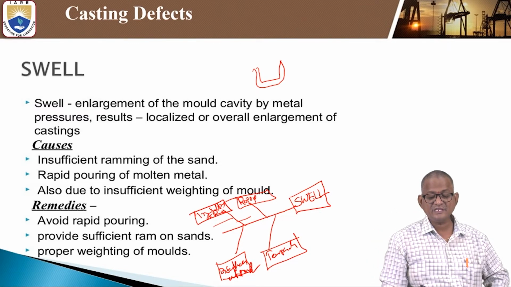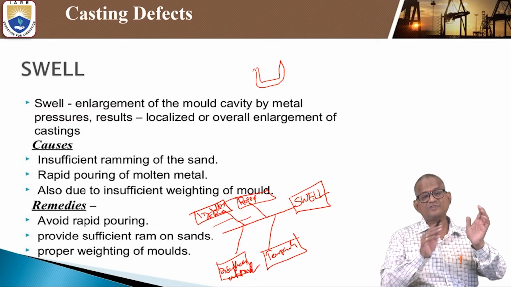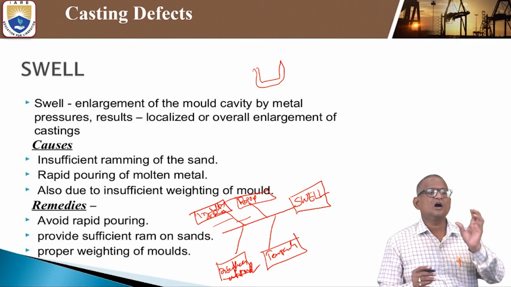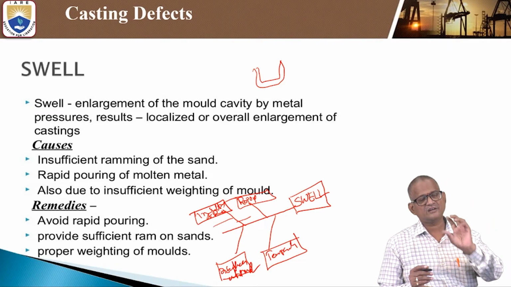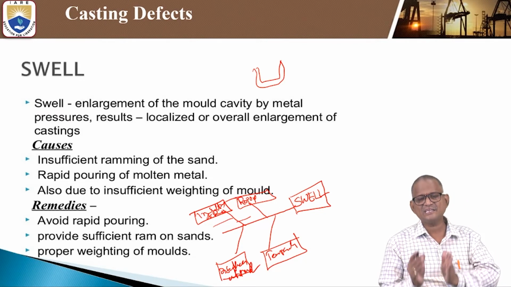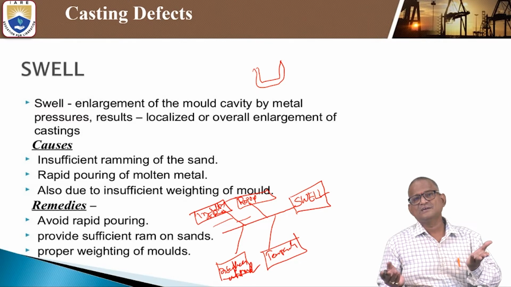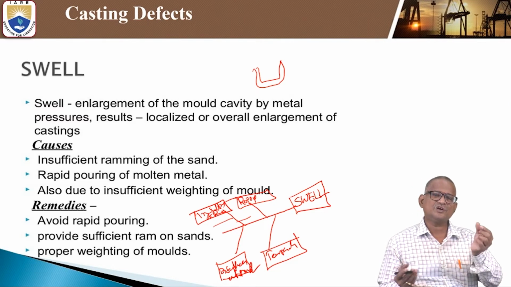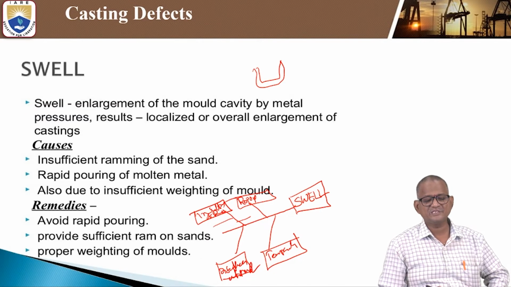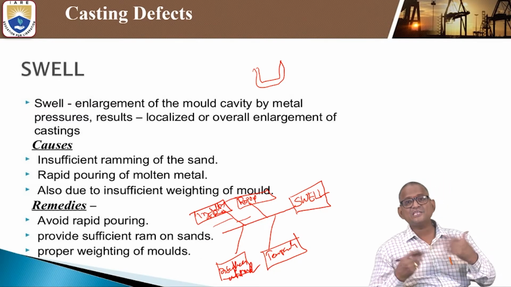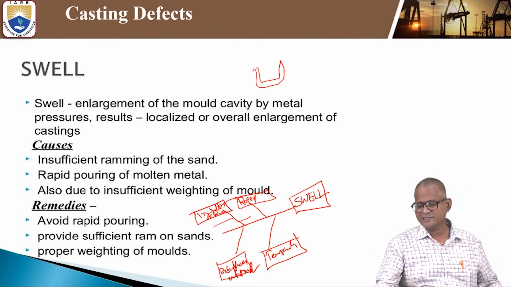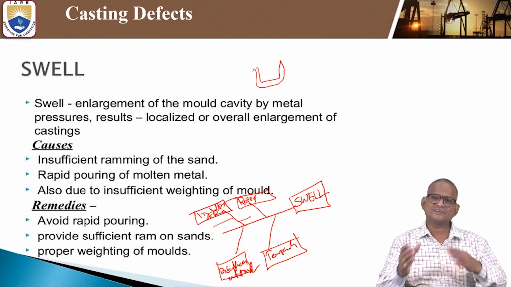Even proper weighting of the molds is needed. After creating the molds, you should put on the exact weight, whether it is 50 grams or 100 grams or 1 kg. You should maintain the exact amount. Otherwise, improper weighting leads to short filling of the component. This is about swell. Swelling is the enlargement of the mold cavity by metal pressure, which results in overall enlargement of the casting.